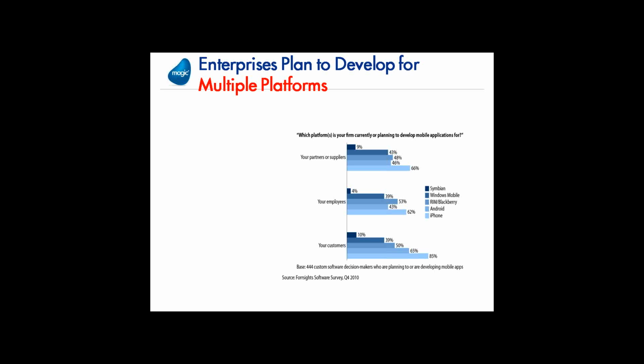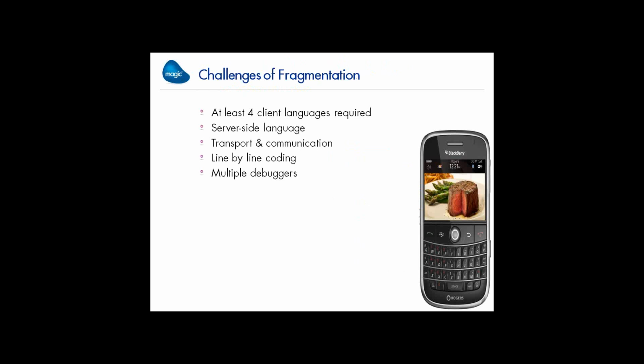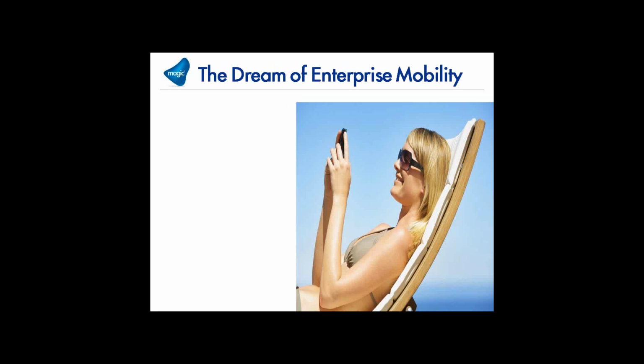So the enterprises that we're talking to today are planning to develop apps for suppliers, for employees, for customers, and they're planning to do that across multiple operating systems. And if they were to do that without a MEP platform, then there would be multiple client languages that they would need to learn, as well as a server-side language, as well as solving transport and communication challenges, and that involves a lot of line-by-line coding, multiple debuggers, and so on, something that the Magic XP application platform allows you to avoid.